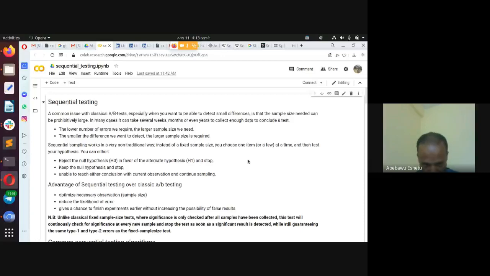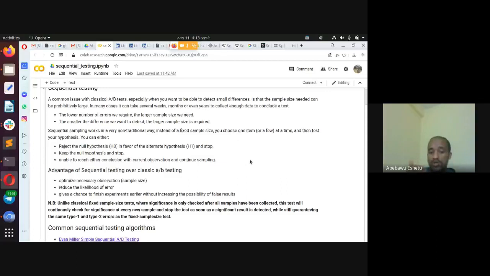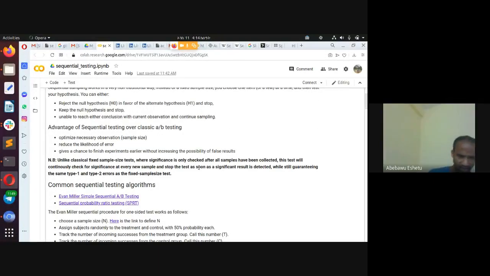So the big thing here is, unlike the classical approach, where significance is only checked after all samples have been collected in the traditional way of A/B testing, here, as I said earlier, for every new sample we apply the test and get the result, and it also guarantees both the type 1 and type 2 error as the fixed-size classical A/B testing gives us.